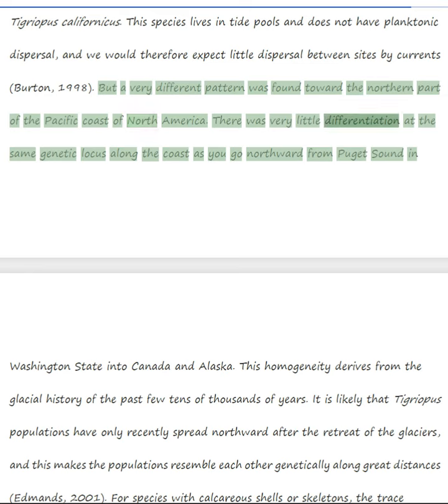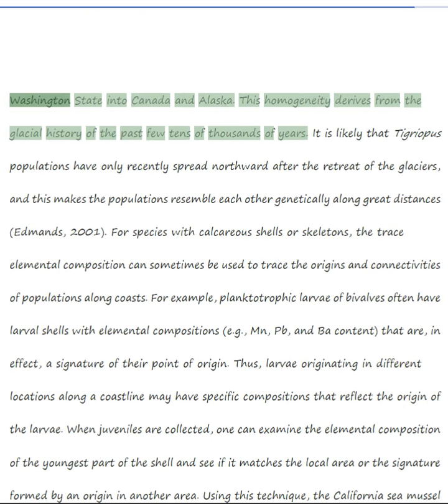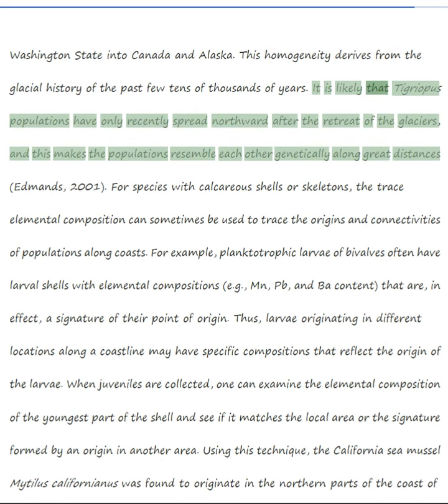There was very little differentiation at the same genetic locus along the coast as you go northward from Puget Sound in Washington state into Canada and Alaska. This homogeneity derives from the glacial history of the past few tens of thousands of years. It is likely that Tigriopus populations have only recently spread northward after the retreat of the glaciers, and this makes the populations resemble each other genetically along great distances.